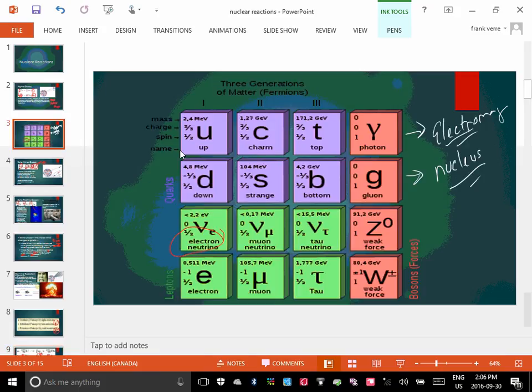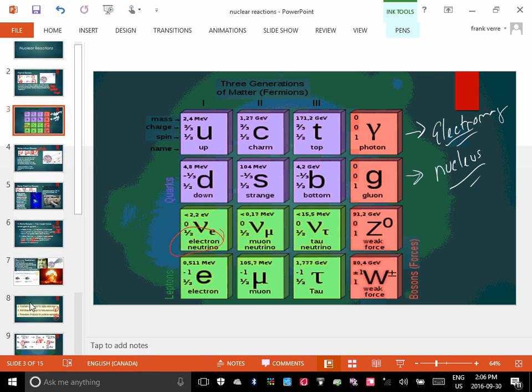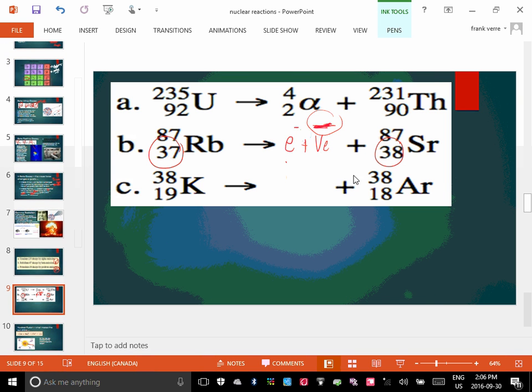If you look at the charge, so the first row is the mass. So the first thing that you see is the mass. The second thing that you see is the charge. So the up quark is plus 2/3. The down quark is minus 1/3. The electron is -1. The electron neutrino is 0. It has no charge at all. Okay, so there's no charge there.